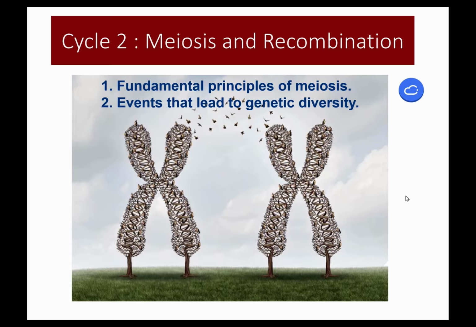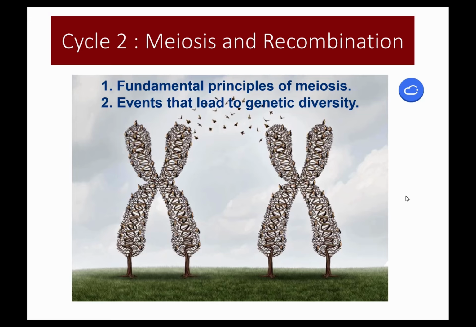Number one, homologous recombination or crossover during prophase 1 and prophase 2. The second event that leads to this genetic diversity is independent assortment during metaphase 1 and metaphase 2. So homologous recombination or crossover. How many of you guys have heard of homologous recombination? Good, okay, so that's a term I will use as opposed to crossover. The mechanism of crossover is called homologous recombination.